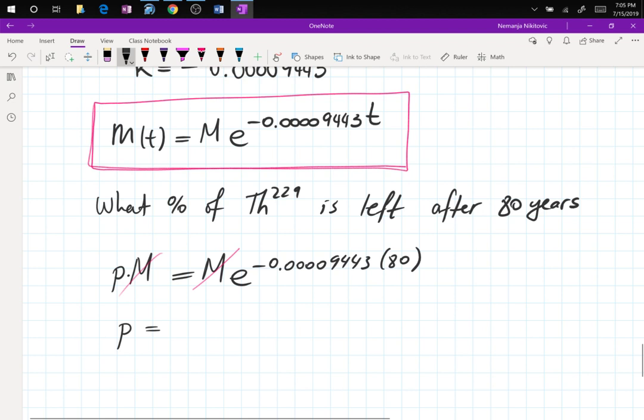So, e raised to the open parentheses, second answer, times 80, close the parenthesis, I get p equals 0.99247, blah, blah, blah. What's the percent that is left? 99.2% left. These people are dead for 80 years. The deposits of thorium on their teeth are 99.2%. See that? So, yeah, don't mess with thorium.